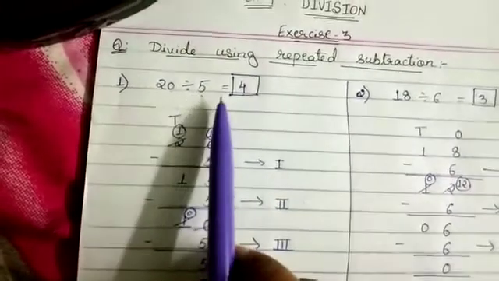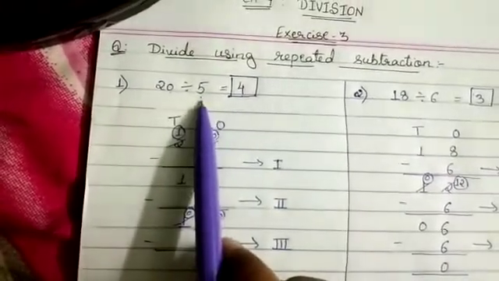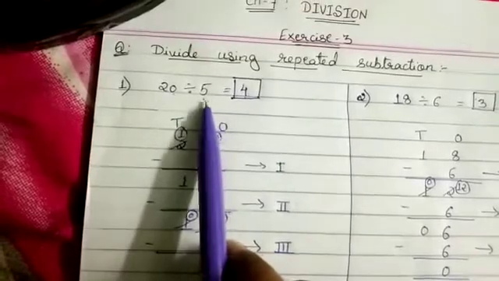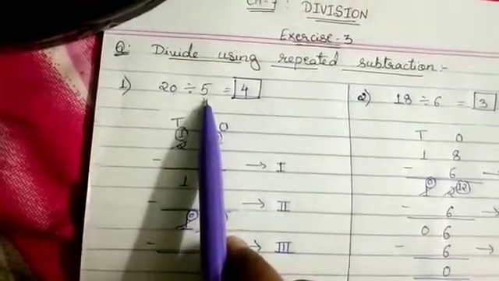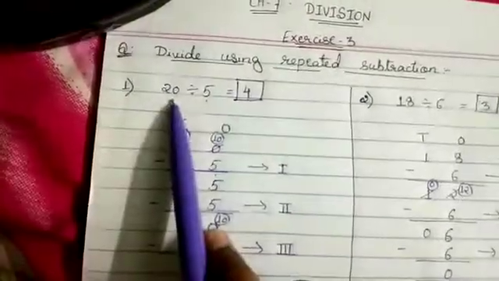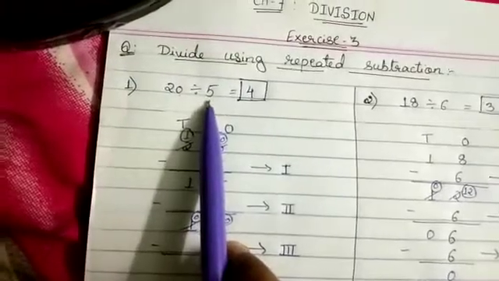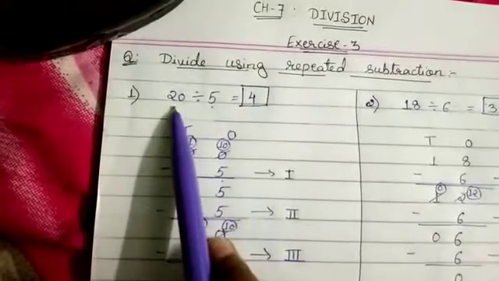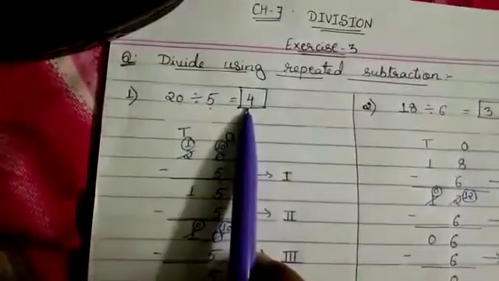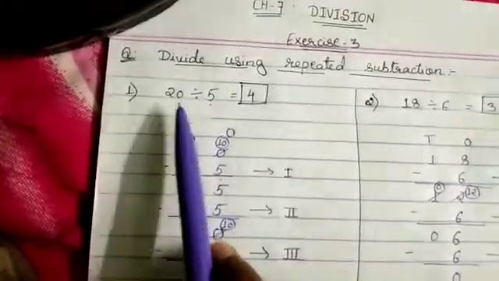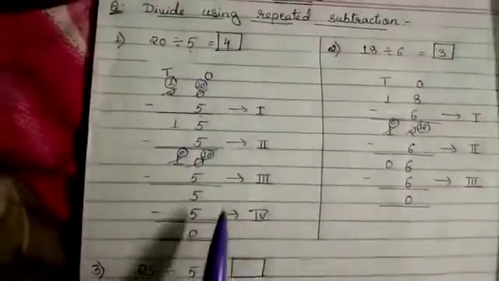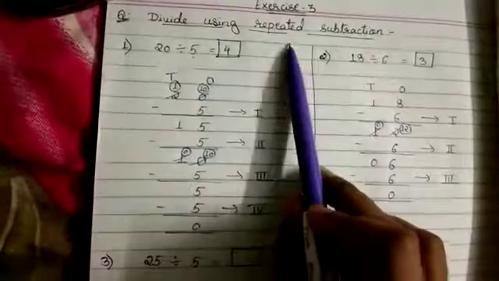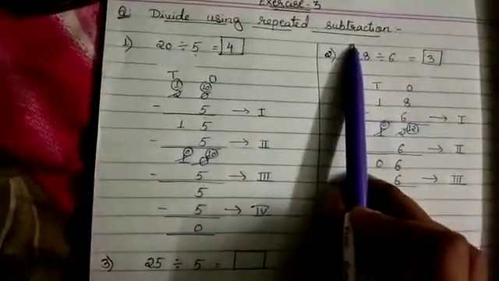Means here we have to start the table of 5 and we have to find out in how many times 20 will come. So let's start. 5 ones are 5, 5 twos are 10, 5 threes are 15, 5 fours are 20. That means in 4 times 20 will come. After that we have to solve like this here, because it is saying that repeated subtraction method.